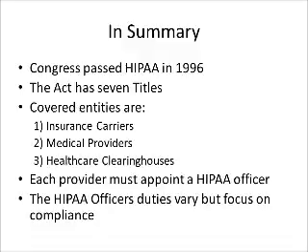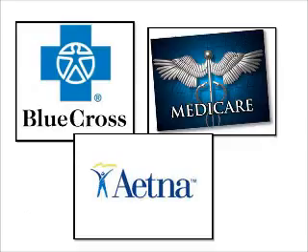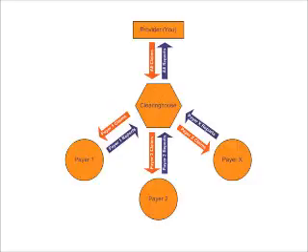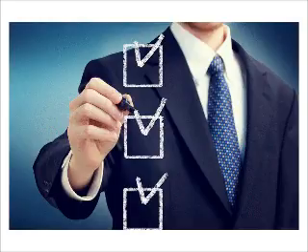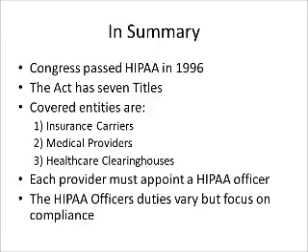Well, in summary, we talked about HIPAA, and the fact that it was passed into law in 1996 and signed by President Clinton. We talked about the 7 titles of the Act, and then we talked about what covered entities are, that they are either an insurance carrier, a medical provider, or a healthcare clearinghouse. And then we also talked about what a clearinghouse is. We also talked about a HIPAA officer and that each provider or each covered entity must appoint a HIPAA officer. And then we also finally talked about the officer's duties and the requirements and some suggestions as to who this person should be.